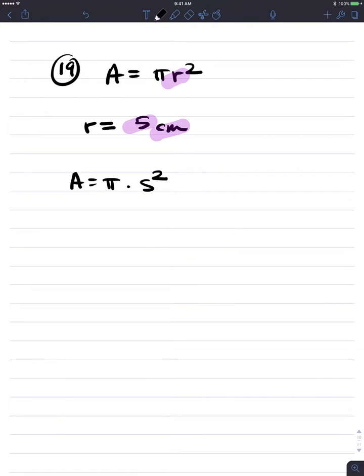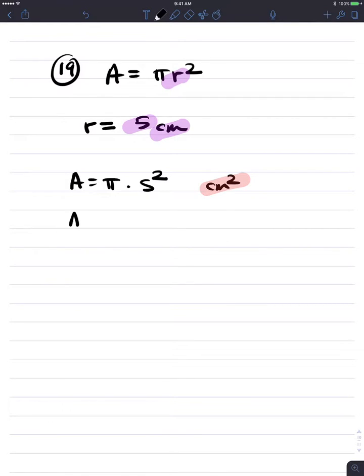Number 19. The radius of a circle measures 5 centimeters. What is the area of the circle? Area of a circle is pi r squared. They tell us the radius in number 19 here is 5 centimeters. We're going to plug in 5 centimeters for my radius. Notice what we get. We get the area to be pi times 5 to the second power. Now don't forget, my centimeters is raised to the second power, so my units are going to be centimeters square.